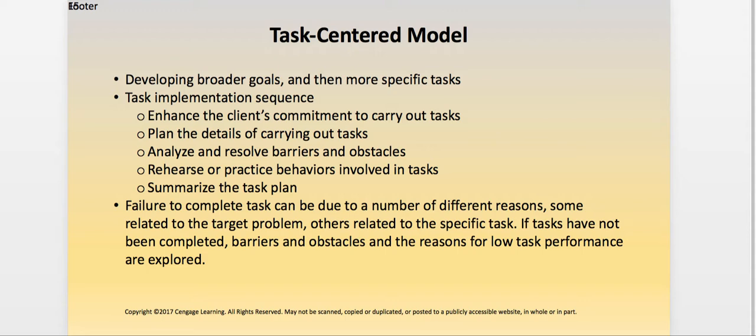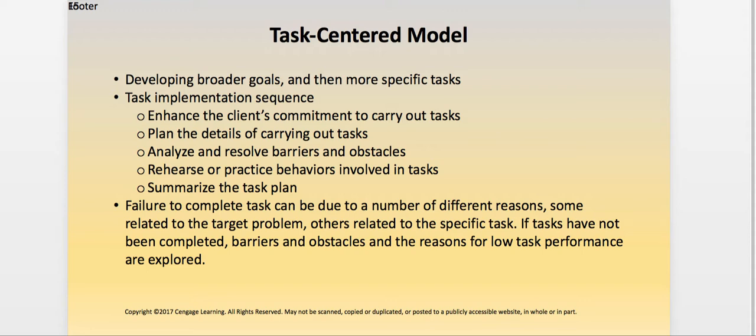Start with broader goals. We identify specific tasks that take us towards those goals. And the sequence here, it says, first of all, enhance the client's commitment to carry out the tasks. You have to assess whether or not the client really does want to do this. And this is where working with the involuntary client becomes more challenging. If you have a voluntary client, the commitment's going to be there. But with an involuntary client, you may have to use some techniques in order to engage the client, in order to help enhance the client's motivation. And we'll be looking at some of that later, like motivational interviewing and some of those things that might be used to enhance the client's commitment.